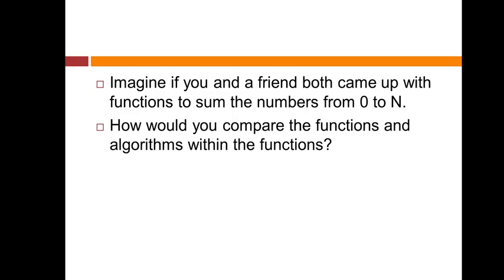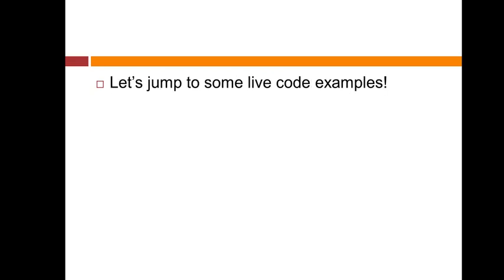So, what I want you to do is imagine if you and a friend both came up with two separate functions to sum the numbers from 0 to n. How would you compare the functions and algorithms within the functions? How would you know which one was better? How would you even define what better is? So let's jump to some live code examples to explore this further.